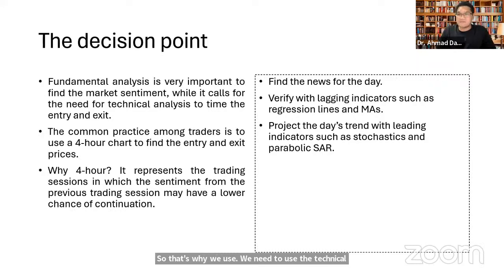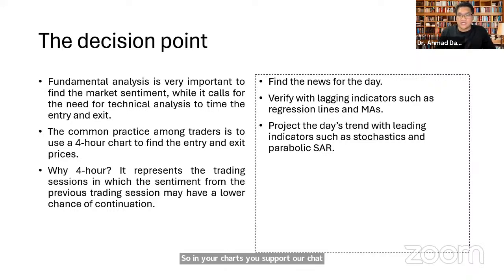So the common practice among traders for futures is to use the 4-hour chart. Why 4 hours? Because it represents the trading session. If you notice, for KLCI futures, we start at 9 and end at 12:30. Then after that, we resume again in the afternoon. So more or less 4 hours. So in your charts, use a 4-hour chart.